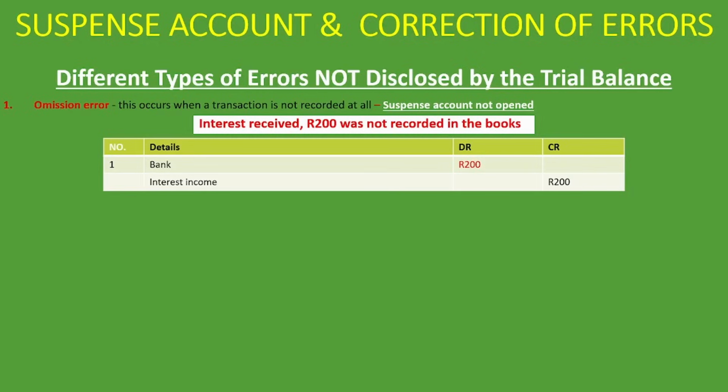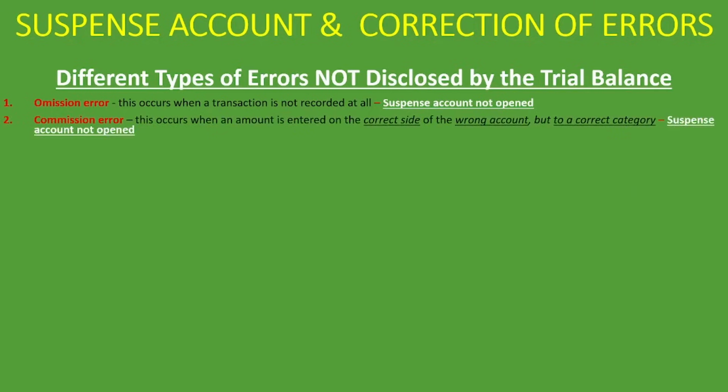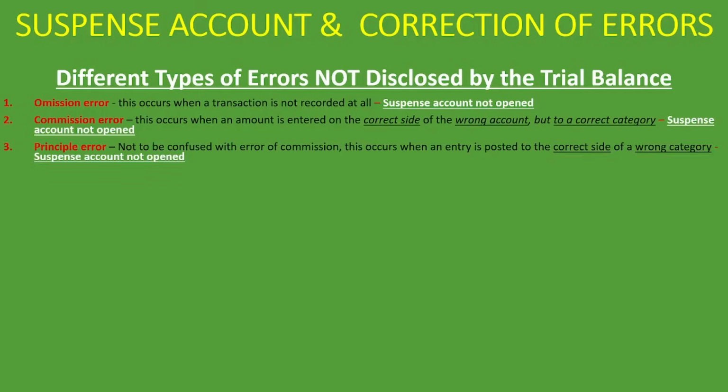Let's look at the second type of error. Remember, these errors are in no specific order. The second one we have here is the commission error, or the error of commission. This occurs when an amount is entered on the correct side of the wrong account, but to a correct category. In this case, if you have an error of commission, you do not open a suspense account. You just have to deal with the specific error. Now, the sentence here might not make sense, but we'll unpack it just now. And for us to do that, we also need to explain the third type of error, and you'll see why just now. The third one is the principal error, or the error of principle.